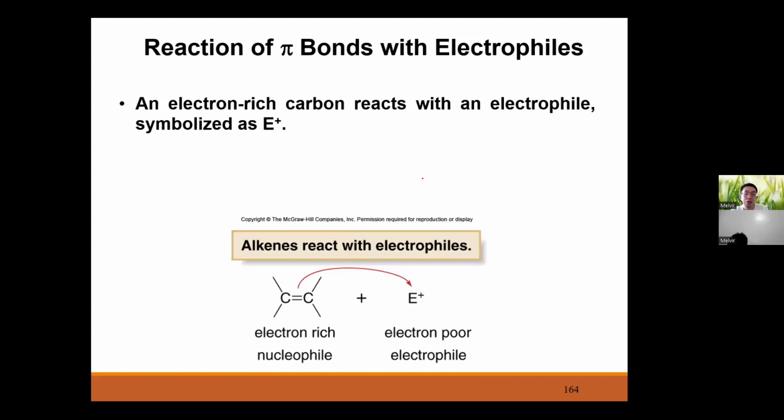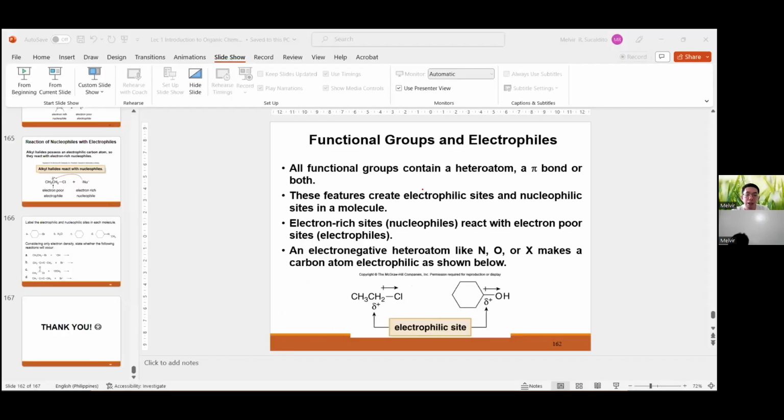So let's say you have an electron-rich carbon that reacts with an electrophile symbolized as E. Usually we symbolize electrophiles as E plus. It's automatic, Josh: if you see a capital E with a positive sign in organic books, that's an electrophile.